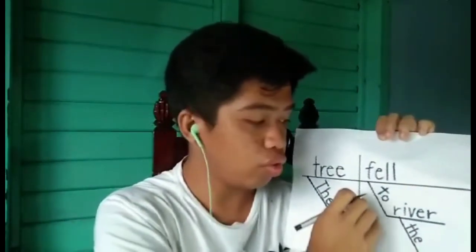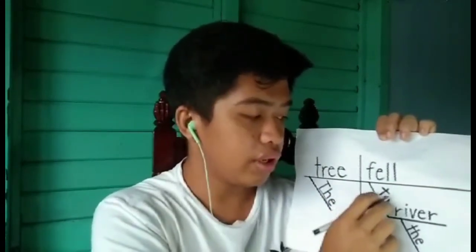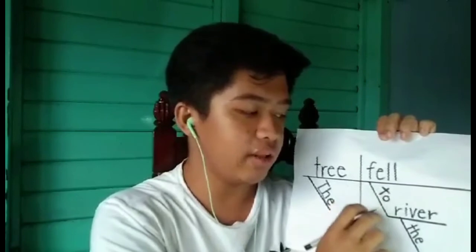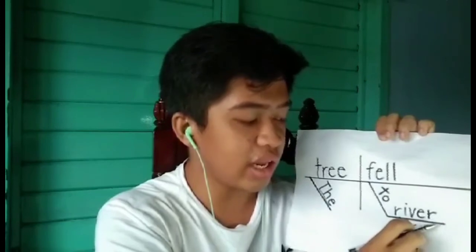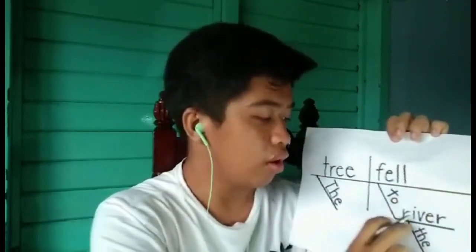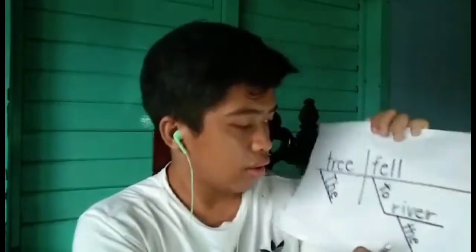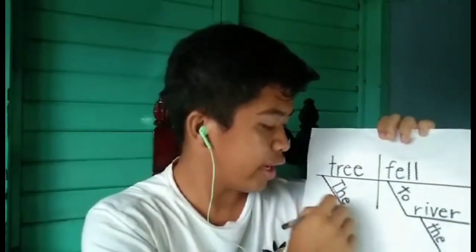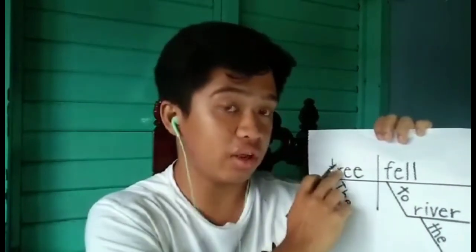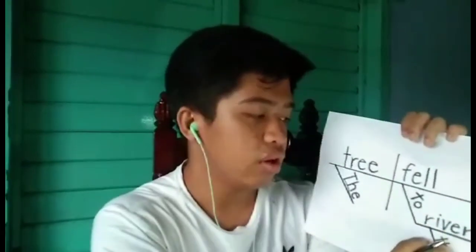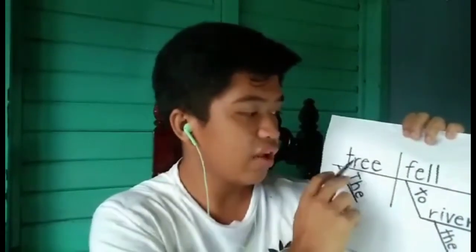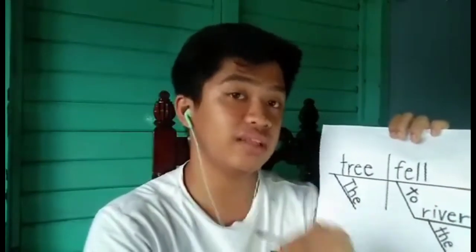The preposition to can be found here on the slanted line, and the object of the preposition is river, which is found on the horizontal line beneath the primary horizontal. And lastly, the determiners the will be right beneath the subject tree, and the second the can be found on the object of the preposition. And finally, the tree fell to the river. The sentence is complete.